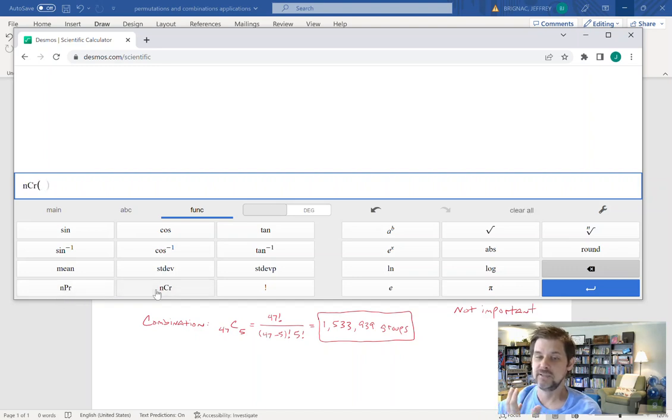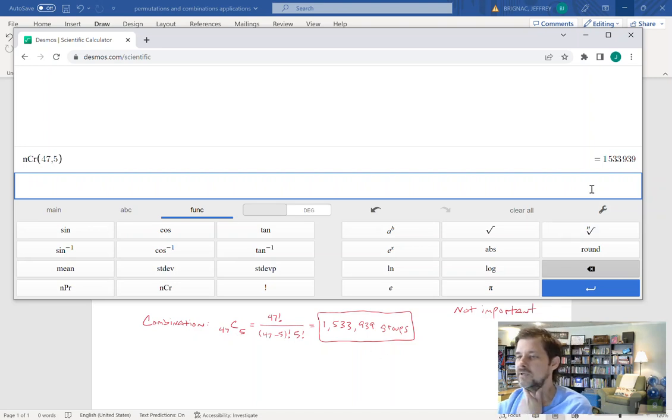So let me show you how that might work. I'll press this button, and notice how the bigger number comes first, then the smaller number. So I do 47, 5, and if you have that capability in your calculator, it makes it a lot easier. So look at that, 1,533,939. That's the same number I got.